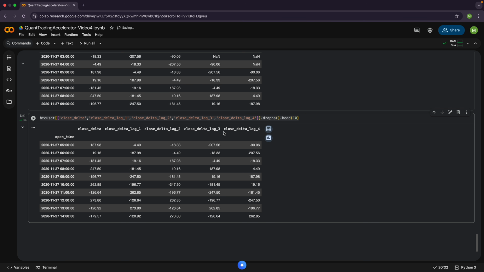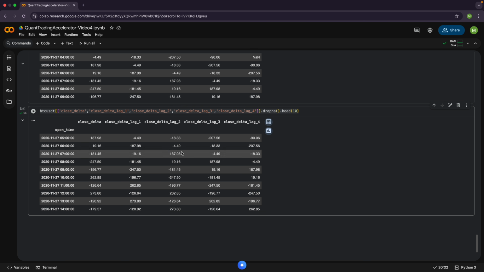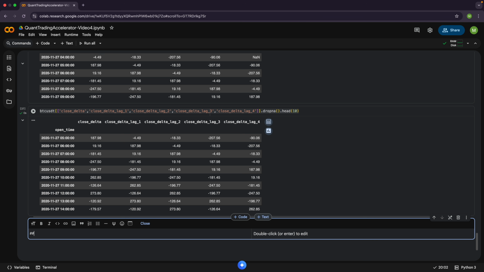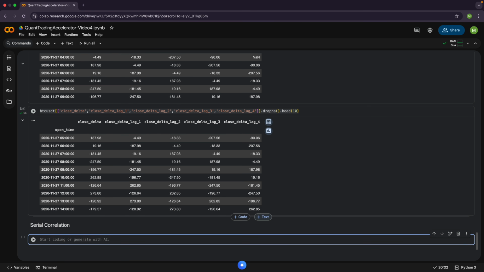So now we've dropped, let's say, the data. You can see here, this is the first row, there's no nulls at all. So we're going to go into another topic now, which is serial correlation. And serial correlation is looking at the correlation between the values in the time series.